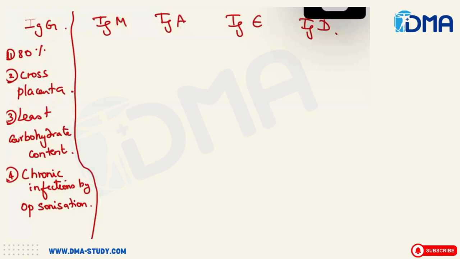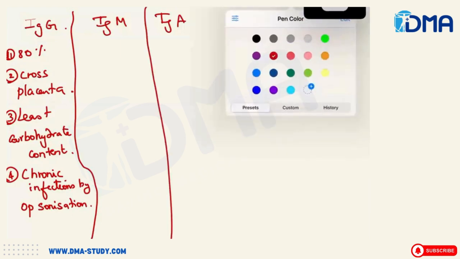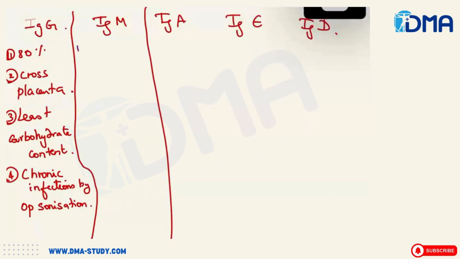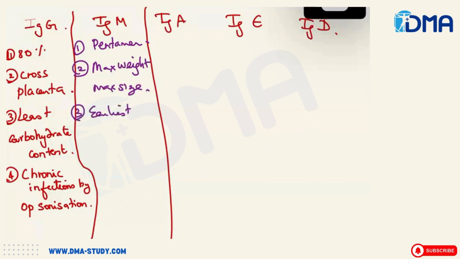Then immunoglobulin M. What are the points that you know of immunoglobulin M? First, it is a pentamer, right? Second, it has the maximum weight and maximum size because of this pentamer. And it is the earliest immunoglobulin to be produced by the fetus. It is mostly intravascular.